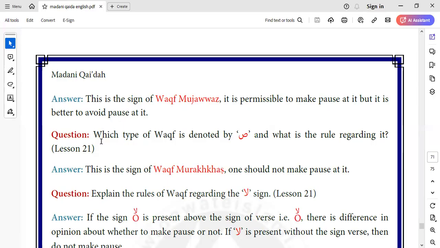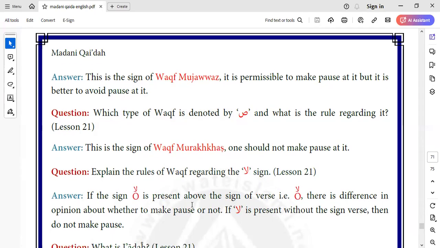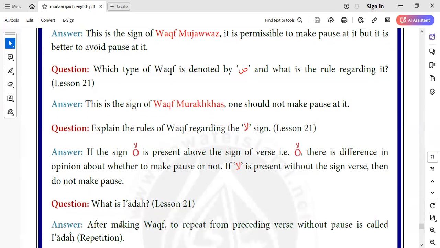Question. Which type of Waqf is denoted by Sad, and what is the rule regarding it? Answer. This is the sign of Waqf Murakhkhas. One should not make a pause at it. Question. Explain the rule of Waqf regarding the La sign. Answer. If the sign La is present above the sign of verse, there is a difference of opinion about whether to make a pause or not. If La is present without the sign of verse, then do not make a pause.